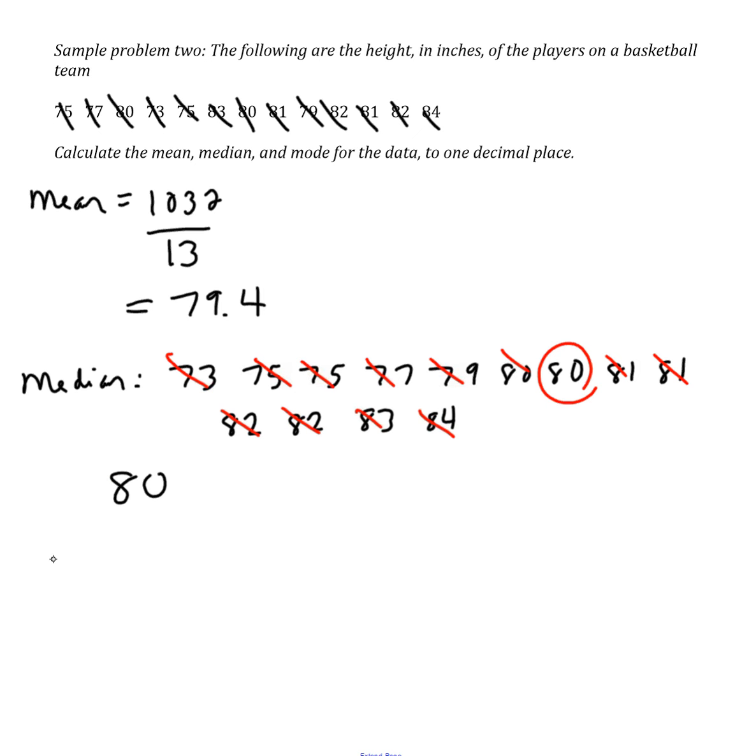And then for mode, again, I can look at the numbers and I can see, okay, there's two 75s, there's two 80s, there's two 81s, and there's two 82s. So I have quite a few numbers that are the mode. And so that's why often the mode is not always the best one to be using in terms of a description of your data.